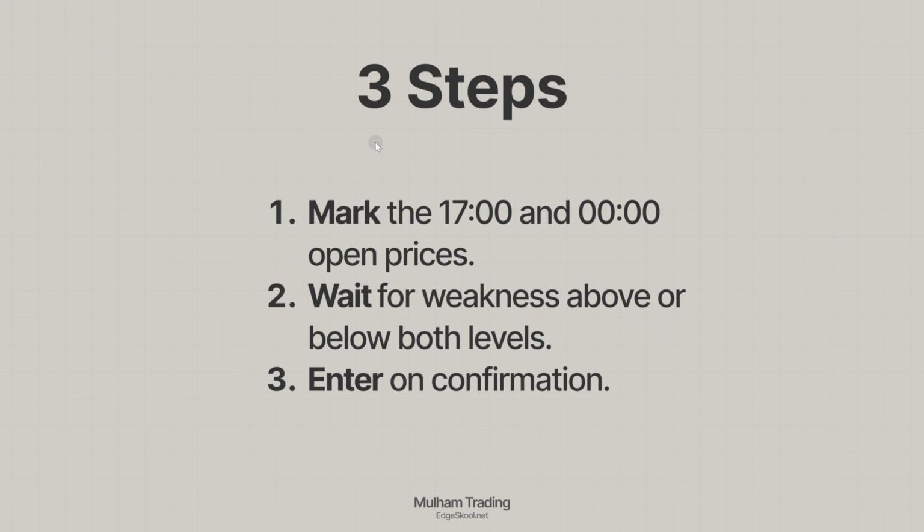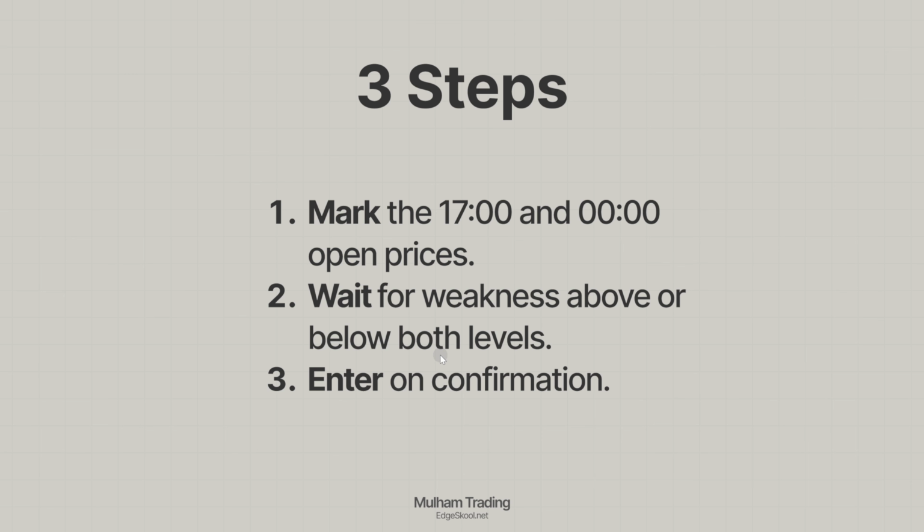Now let's go over the steps. We have only 3 steps, very simple. First of all, we mark the 17 and the midnight open prices. That's the first one, and we drag them to the right, something like this. Now we wait for weakness above or below both levels. So make sure to focus on both levels. When price is in between the levels, we're doing nothing.